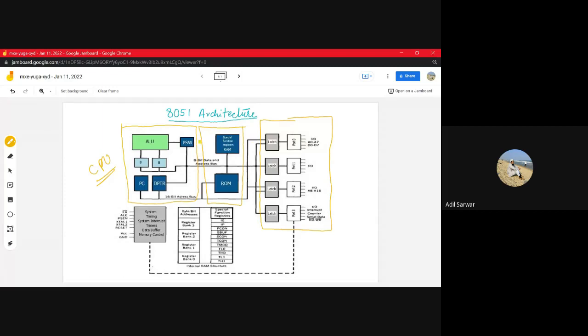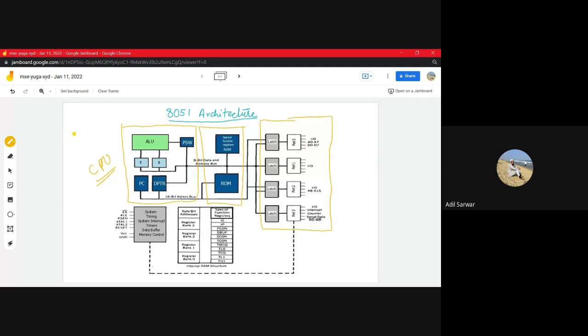Okay, so let's start with the CPU. It has an ALU, arithmetic logic unit, and you must be knowing that the arithmetic logic unit performs arithmetical and logical operations. And since it is an 8-bit microcontroller, it performs 8-bit arithmetic and logical operations.